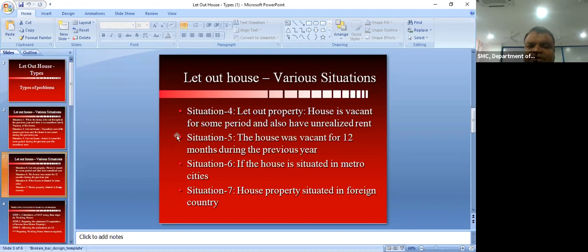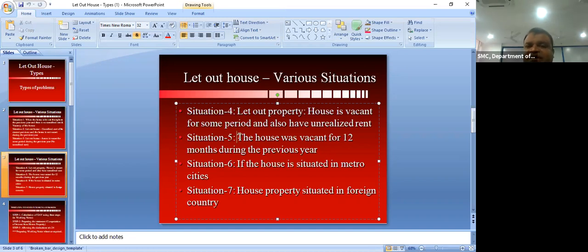And there might be one situation where, as we have seen with the coronavirus effect, the house was vacant for 12 months, especially in the outskirts areas. There was no one to take the rent. So you want to let out, but the house was vacant for the complete year. And situation six: the house is situated in metro cities, how to calculate. And if the house property is situated in a foreign country, then how to calculate the income from house property. So these are the seven situations when you are letting out your house.